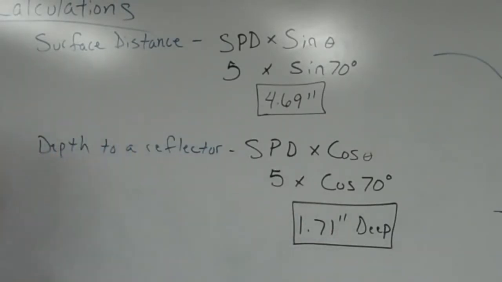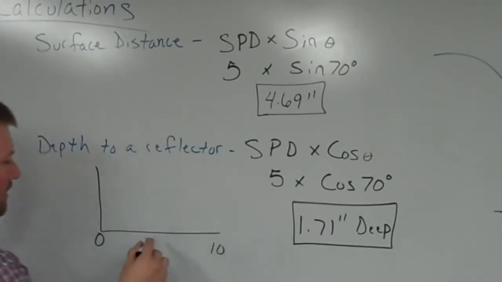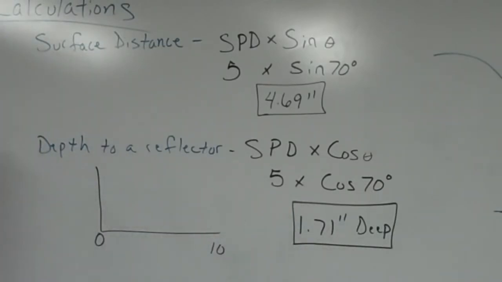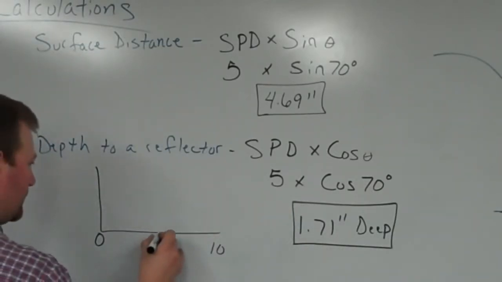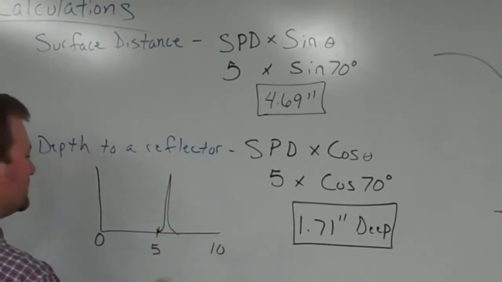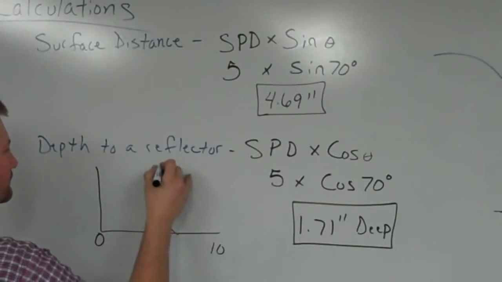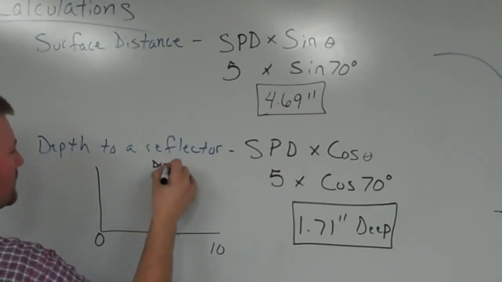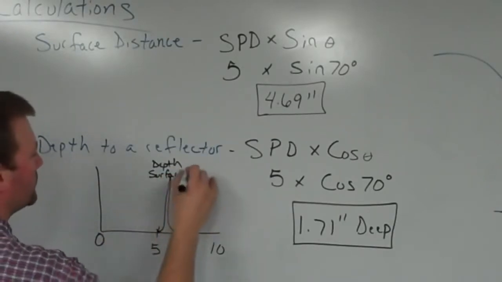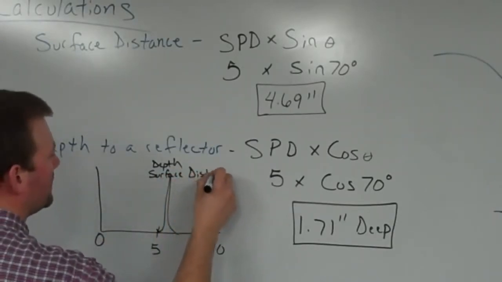Okay, so let's put up an A-scan screen here, just a small one. Here's 0, here's 10 inches. In this case, we're still using the same part we had before, a 1 inch thick plate, and a 70-degree transducer. If we have a reflector that happens to show up at 5 inches, we want to know what is the depth and what is the surface distance over to that defect.